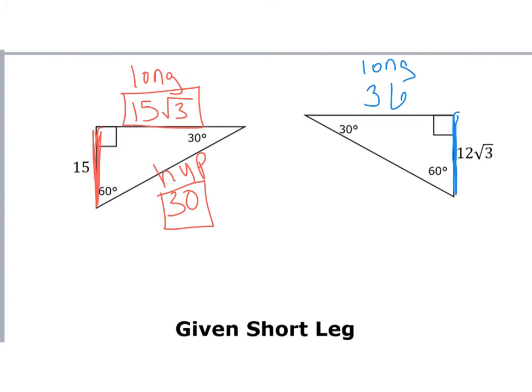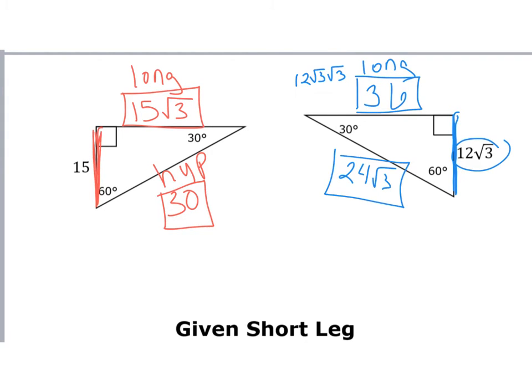Yes. All right, so 12 square roots of 3 times square root of 3. My square roots of 3 become square root of 9, which is just 3. 12 times 3, 36. What's my hypotenuse if my short leg is 12 square root of 3? 24 radical 3, or square roots of 3. Okay?